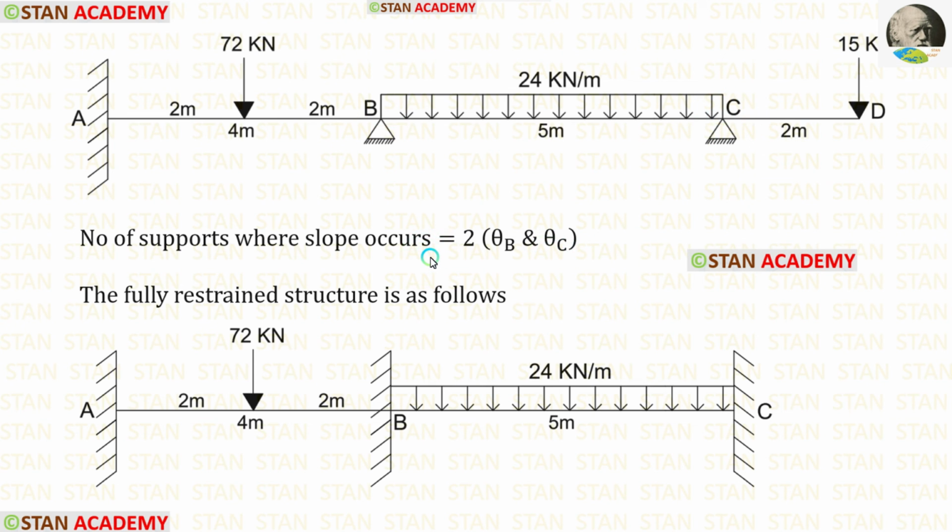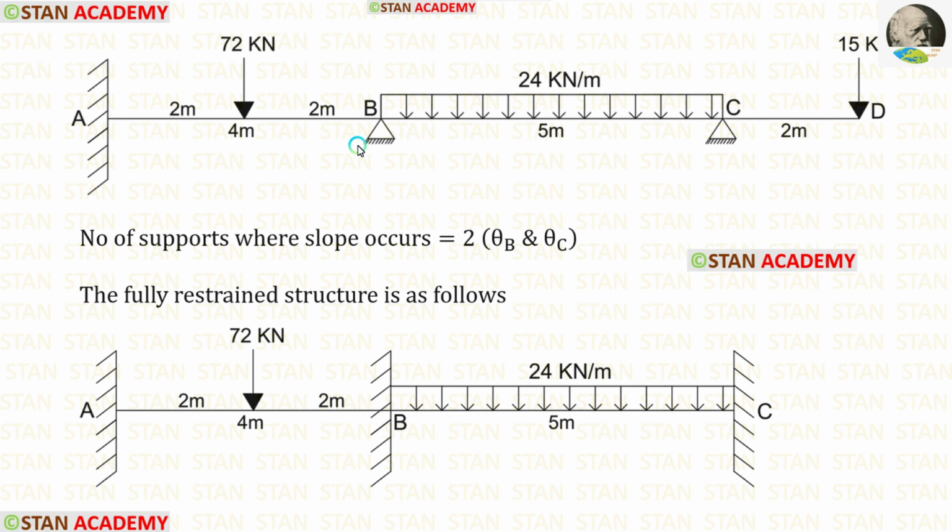So, in this analysis, there are two unknowns. If we calculate these two unknowns, we can easily find the final moments. Now, let us make the fully restrained structure. In the fully restrained structure, there will be no displacement. We know that only in the fixed support there will be no slope.